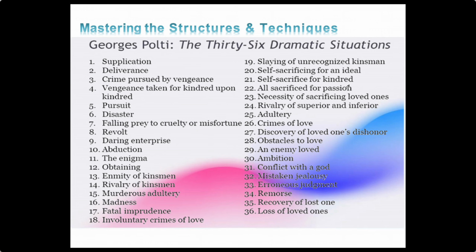This is Georges Polti's 36 Dramatic Situations, a list of fundamental storytelling themes found in literature, theatre, and film. Writers use these to structure compelling narratives, ensuring drama, conflict, and emotional depth. Each situation represents a universal human experience: vengeance, love, sacrifice, ambition, and betrayal, all of which create engaging, relatable stories.